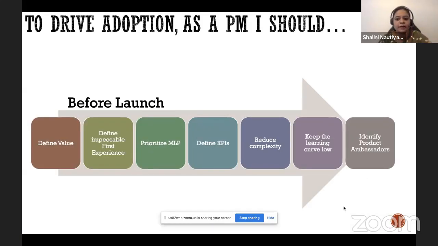Sorry, I was at identify product ambassadors. Yeah, just you said this and then it was broken. Okay, so for some reason I automatically got muted.